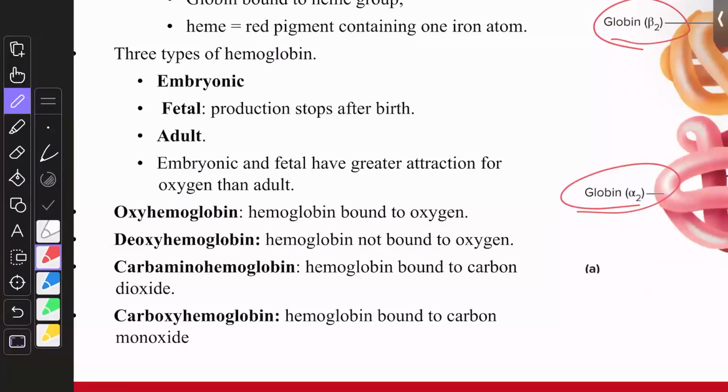Once it picks up the carbon dioxide, it becomes carbaminohemoglobin. Now here's the dangerous one. If the hemoglobin picks up carbon monoxide, what does it become? Carboxyhemoglobin. Now here's the issue.